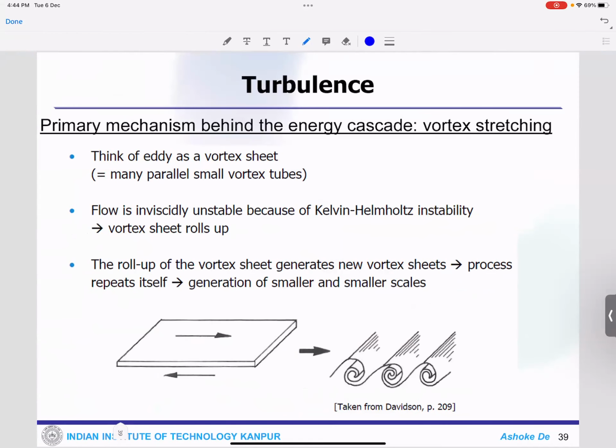Okay, so also here you think about the vortex sheet. This flow is inviscidly unstable, because of the Kelvin-Helmholtz instability. So the vortex sheet rolls up like this. When it rolls up, it generates new vorticity, and the process repeats itself. When new vorticity is generated, it also gets transported, and there is vortex stretching, which stretches it out to generate smaller eddies. So this process continues in turbulent flow.